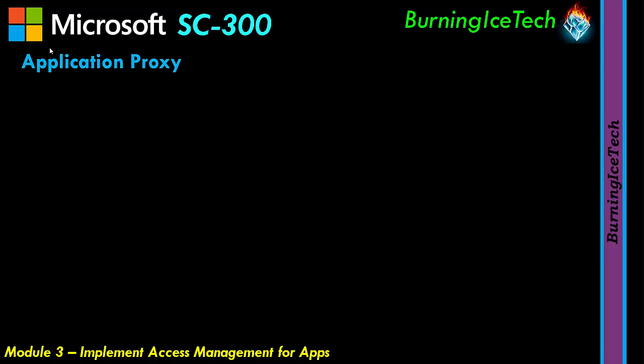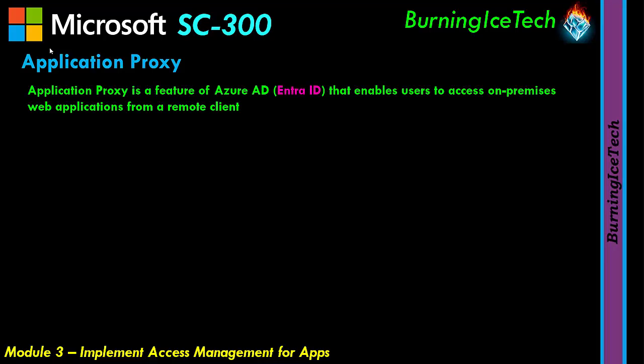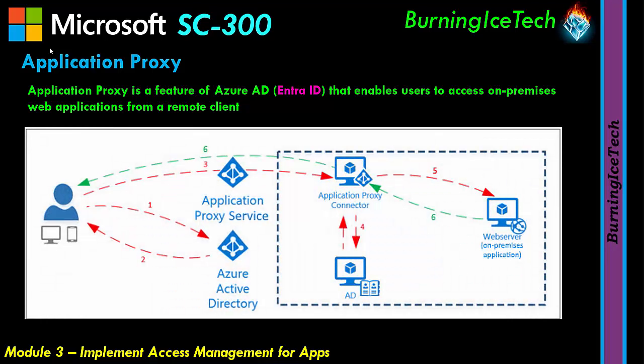And also, since many companies have contractors, consultants, and what have you that are not necessarily on premises, they may or may not need to access applications that actually are on premises. But generally speaking, this is something I see us using for our own staff, not so much for people outside the company environment. So application proxy is a feature of Azure Active Directory that enables users to access on-premises web applications from a remote client, being something like a laptop, desktop, tablet, or phone, of course.